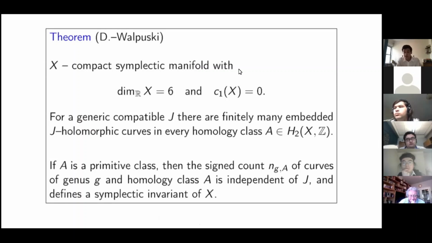Since there are finitely many curves, given a genus and a homology class, you can define a signed count of these curves, which I call here N_{g,A}. And there is a natural way of equipping these curves with signs using index theory. The second part of the theorem says that if A is a primitive class, then the signed count of these curves is independent of J and therefore is a symplectic invariant of X. By primitive, I mean that A is not k times B, where B is also an integral class and k is an integer.